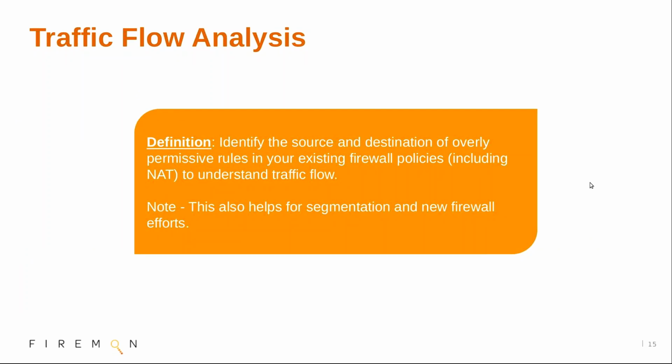But what do you do if you have what we call an overly permissive rule? Well, in that case, we recommend doing a traffic flow analysis. And what we mean by that is you want to identify the source and the destination of any overly permissive rules in your existing firewall policy and understand how that traffic is flowing through in order to tighten up that rule. So to see that in action, let me switch back to the platform here.